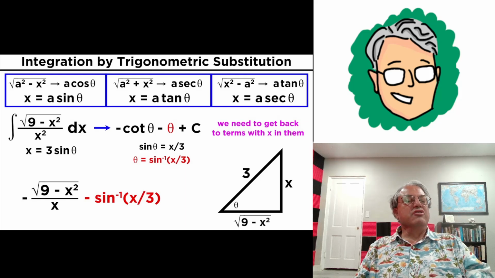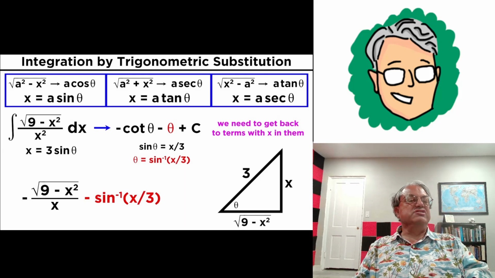So there are three different examples here of where you might want to make a trig substitution. If your integrand has an expression of the form square root of a squared minus x squared, you want to make that go to a cosine theta. So you let x equal a sine theta in that case. If you have square root of a squared plus x squared, you want to let that be a secant theta, and then x is a tan theta. This just comes from trigonometry.